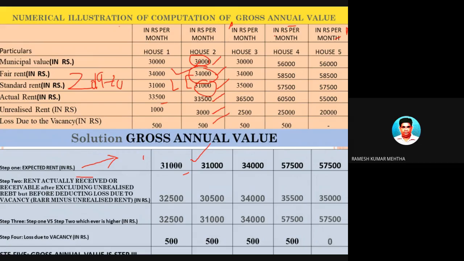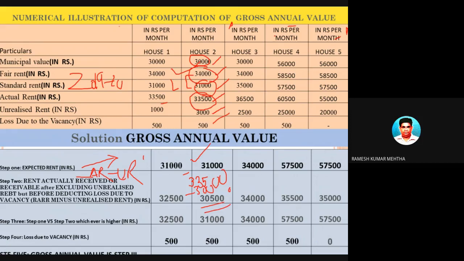Step number two is actual rent at which it has been let out minus unrealized rent, before deducting vacancy rent. So the rent at which this house property has been let out is 33,500. 33,500 minus unrealized rent. A part of the rent was not realized, which is 3,000. So 33,500 minus 3,000 is 30,500. Number two step is over.